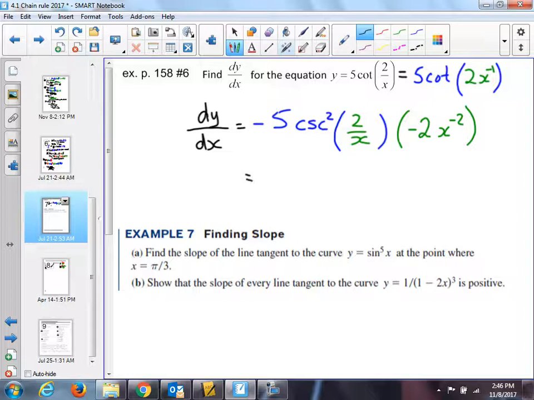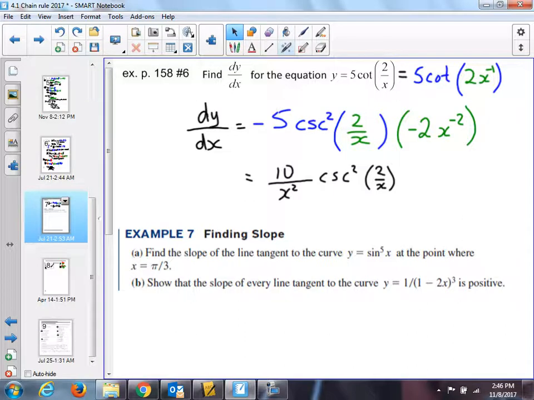Probably wouldn't see that in the answer book like that. So you'd say, well, negative 2 times negative 5 is 10 over x squared. Cosecant squared, I was writing the wrong thing. 2 over x. Okay. That's one way of writing it down. That's really not tidied up that much anyways, but first step is really what I'm after.